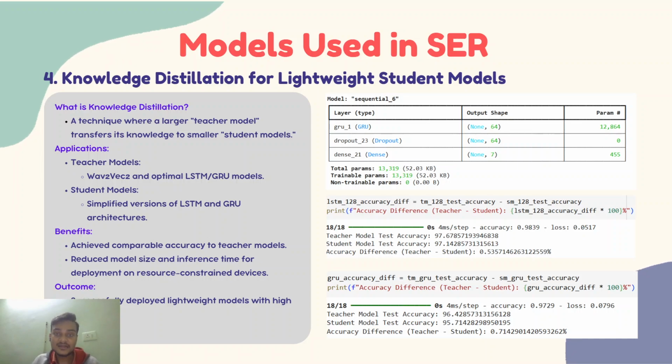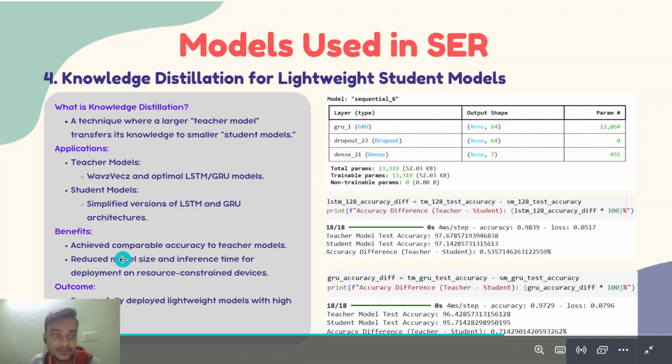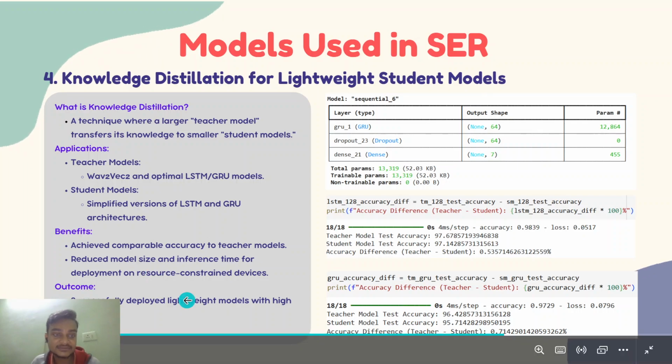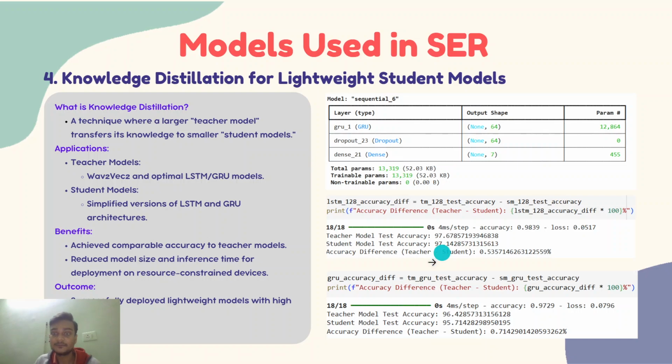We have built three light-weighted student models, two LSTM models and a GRU model. And here are the benefits of these. Achieved comparable accuracy compared to the teacher model, reduced model size and inference time for deployment on resource constrained devices. As you can see, these accuracies of the student model and the teacher model are very much comparable. Although the teacher model has more accuracy because it is trained over the original data set, while the student models are trained using these teacher models.